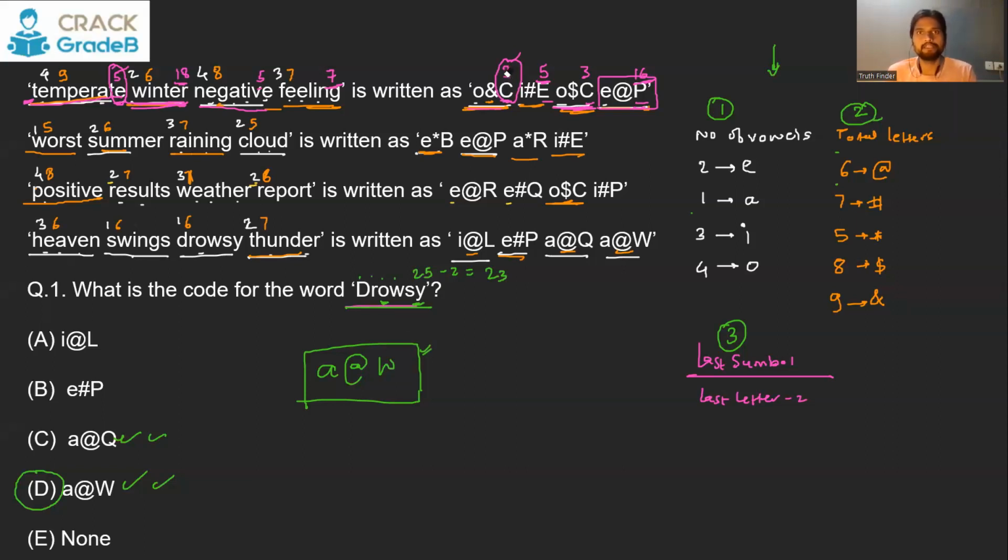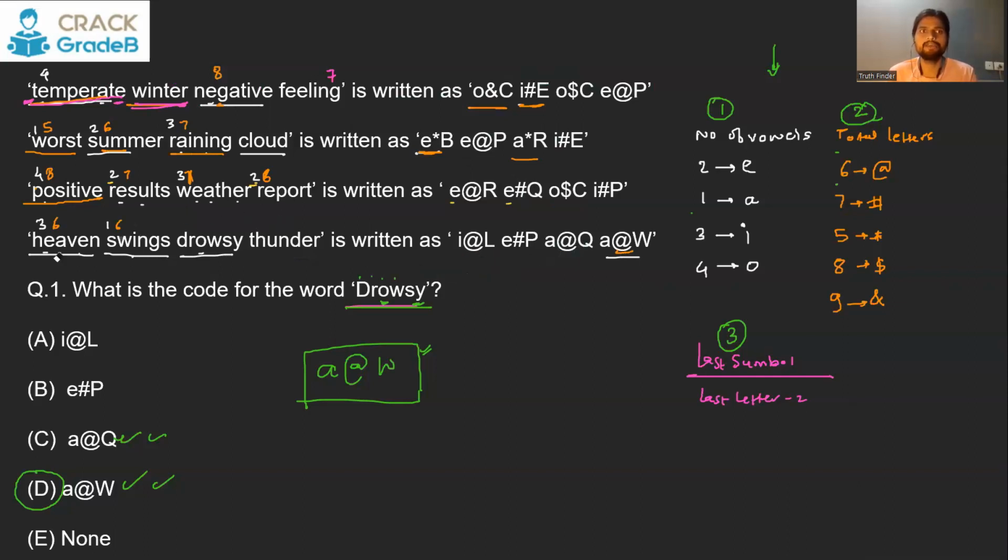Okay. Let's see some other questions based on the same pattern. Now, once you can figure out the coding decoding, you don't even need to look at these words and the symbols all the time. You can form your own codes. Okay. Let's see question number 2 here.